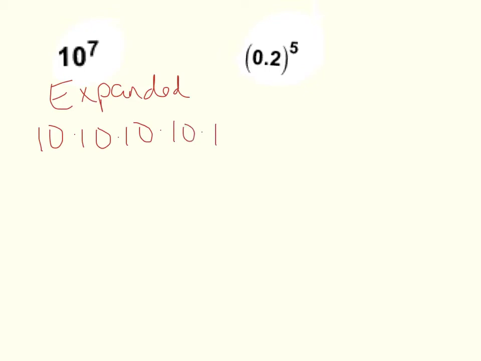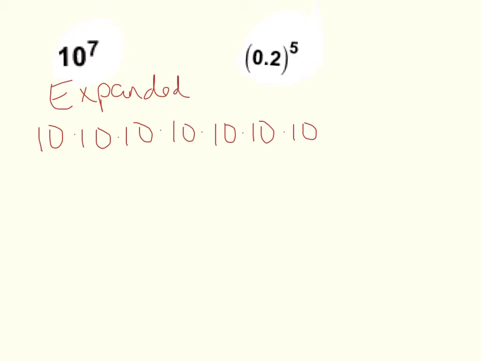Alright, so 10 to the 7th. If I want to write this in what we call expanded form, where I don't necessarily want to solve it right now, but I want to write it in expanded form, we're going to write 10 times 10 times 10. We're going to do that 7 times. Okay, that's expanded form, so it's writing out the exponent.